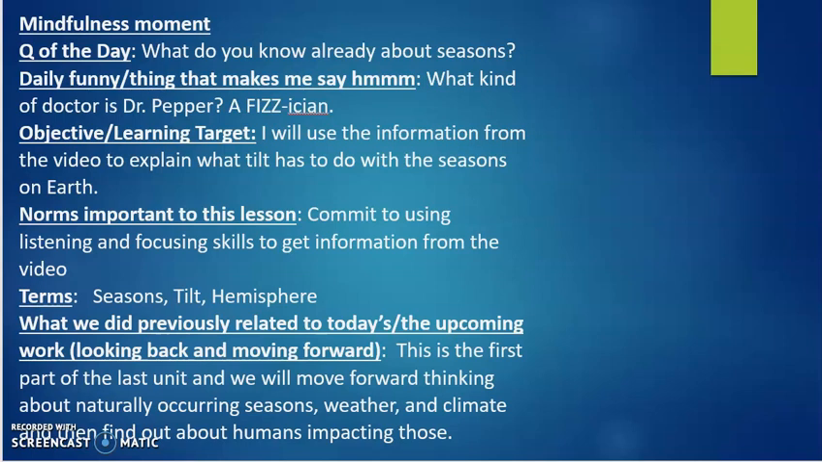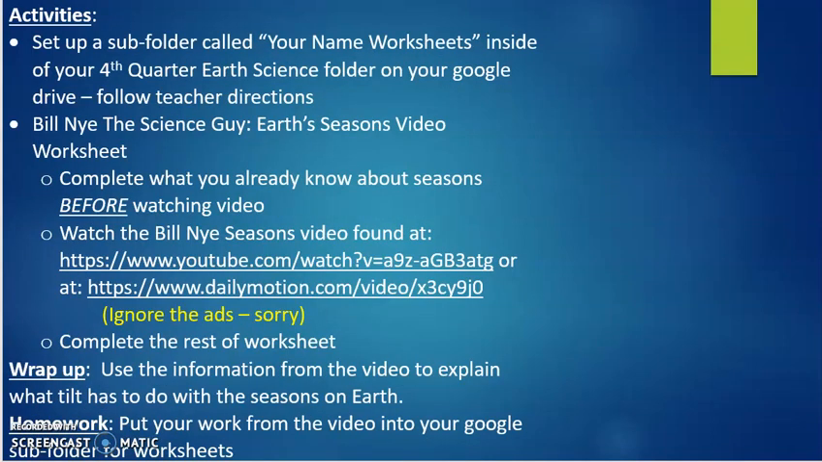All right, what we did previously, what we're doing moving forward. So this is the first part of our last unit, and we will be moving forward thinking about naturally occurring seasons, weather, and climate. And then we're going to think about how humans are impacting those seasons, weather, and climate so that it's no longer just naturally influenced. So we're going to think about our influence or our impact on that.